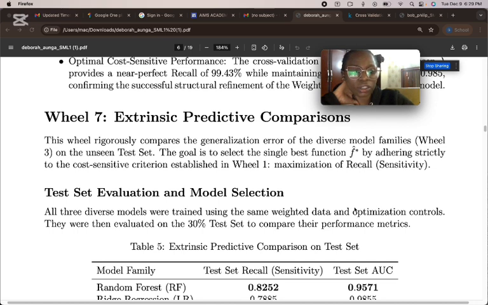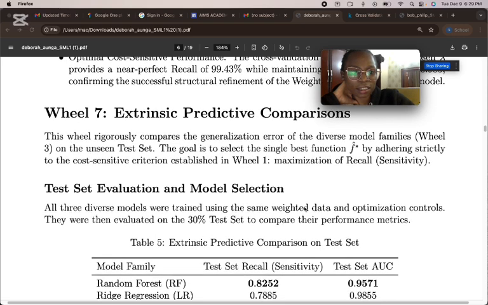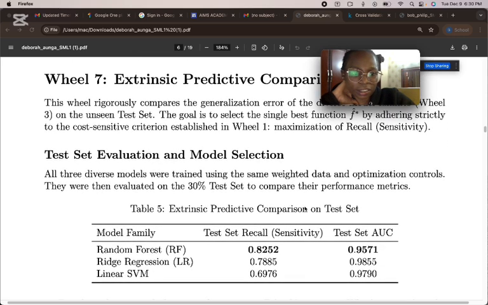The competition concluded with wheel 7, where we have extrinsic predictive comparison. We judged the models on unseen datasets, maximizing the recall sensitivity, and the random forest achieved the highest recall, confirming that the fraud pattern was not linear. The random forest became our optimal function.